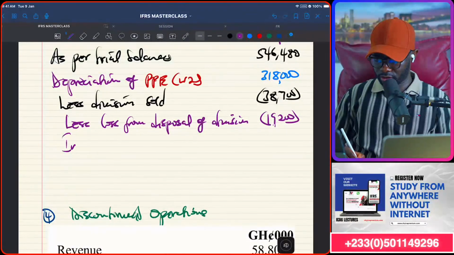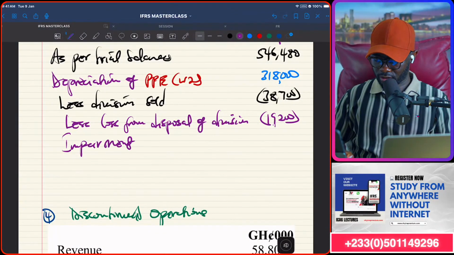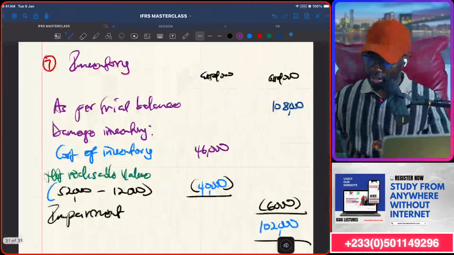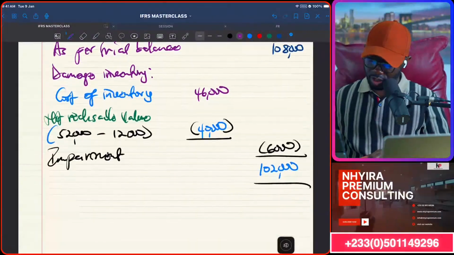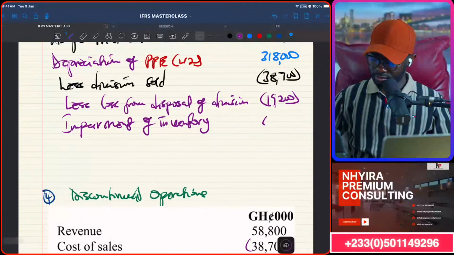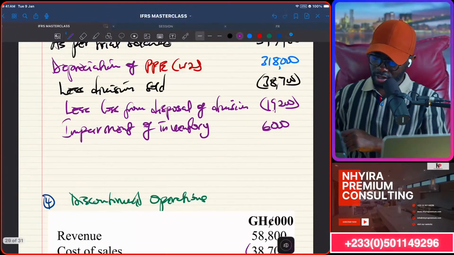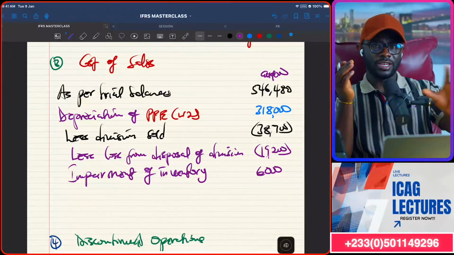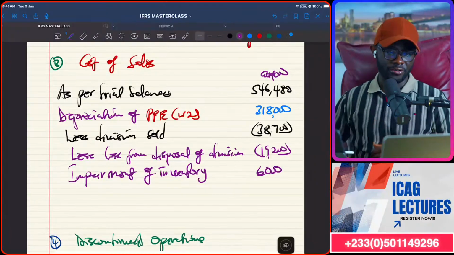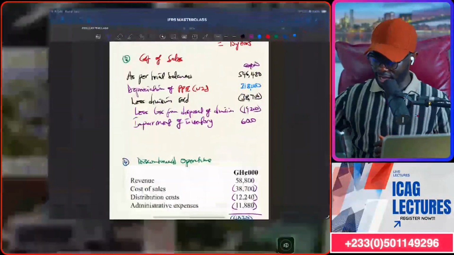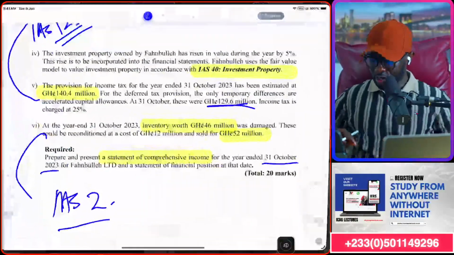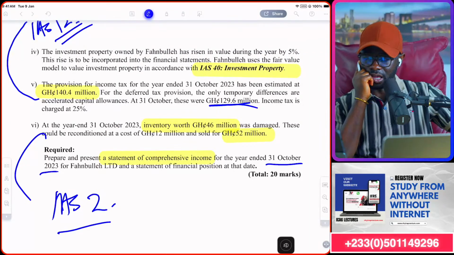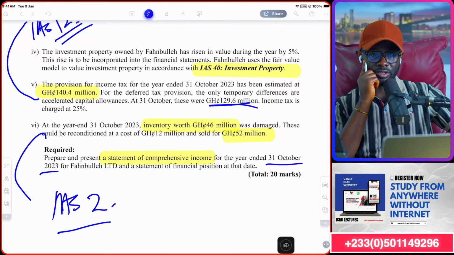So, impairment of inventory, and that is going to be 6,000 here. So to be added to cost of sales. Because the double entry is to debit cost of sales and credit inventories, right? That's the idea there. So it looks like we are done reading, and these are the various adjustments we can do as per the context of this particular question.